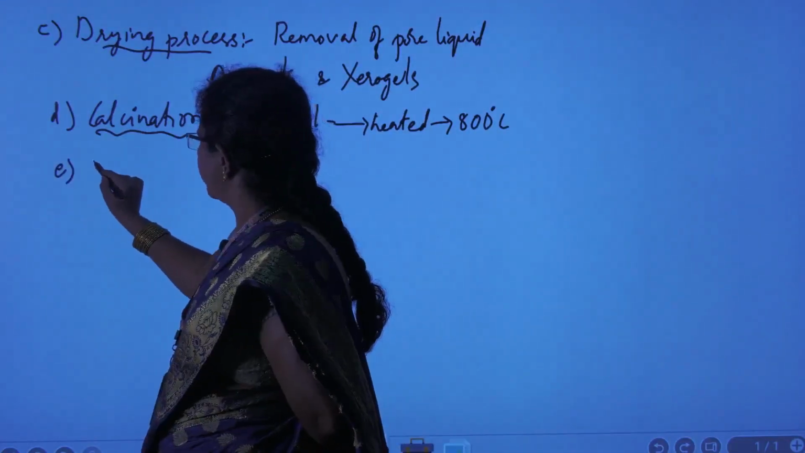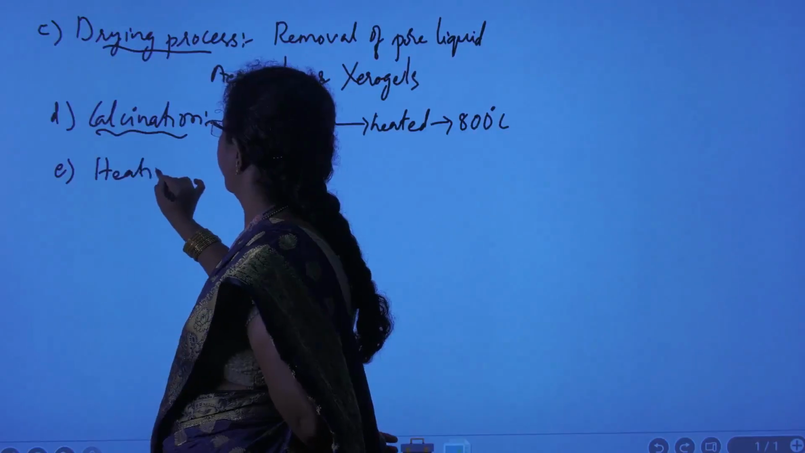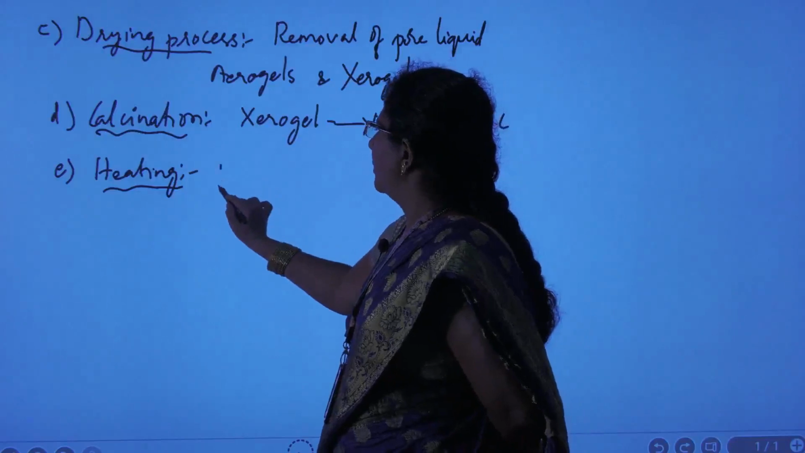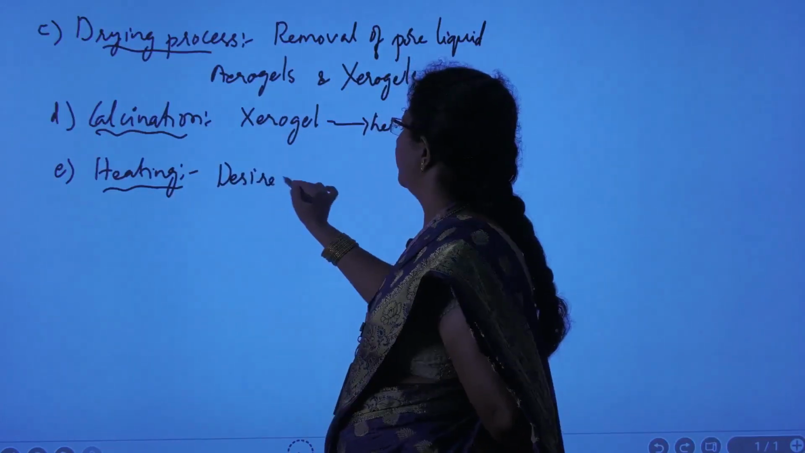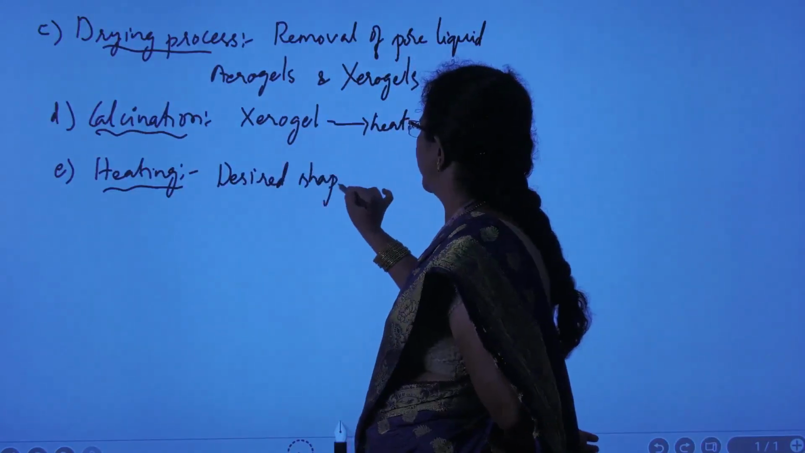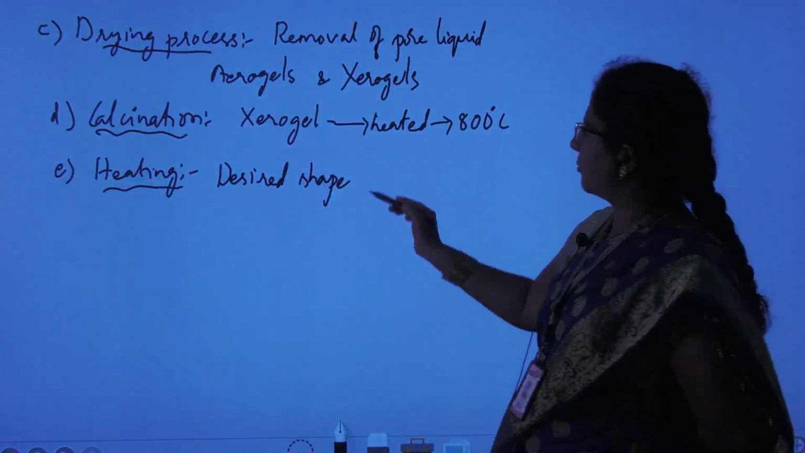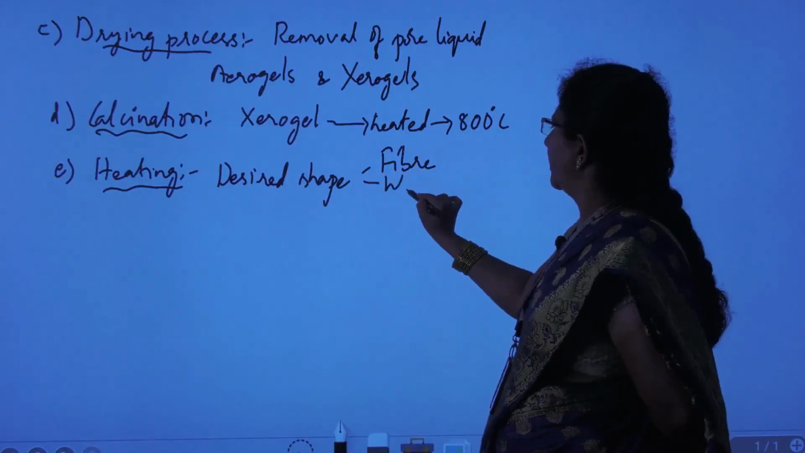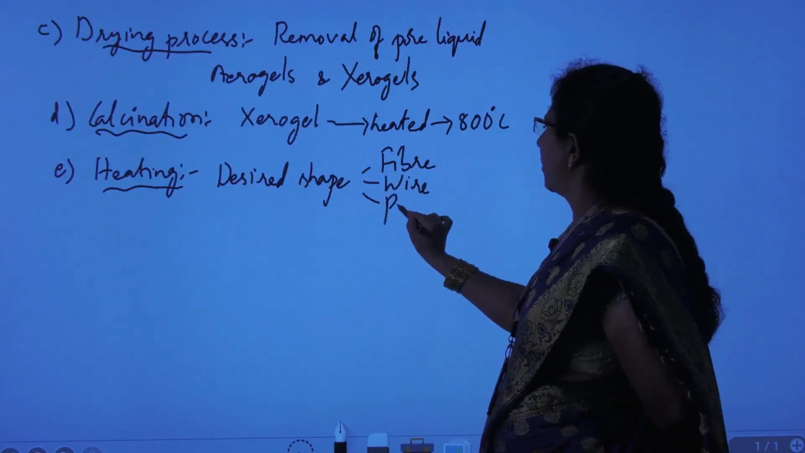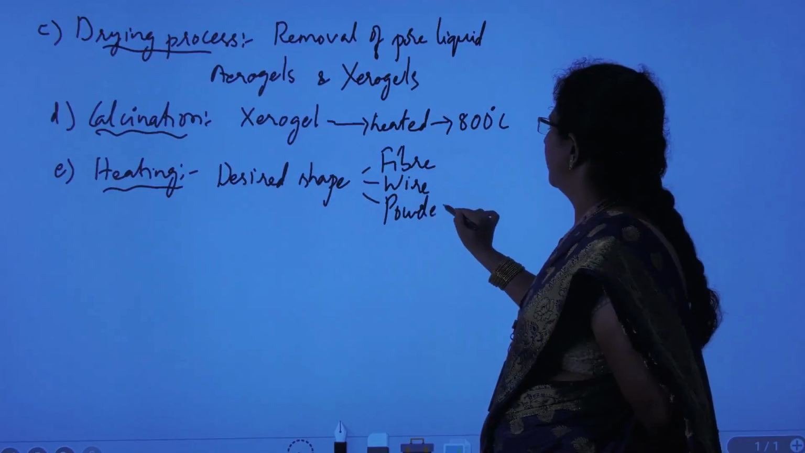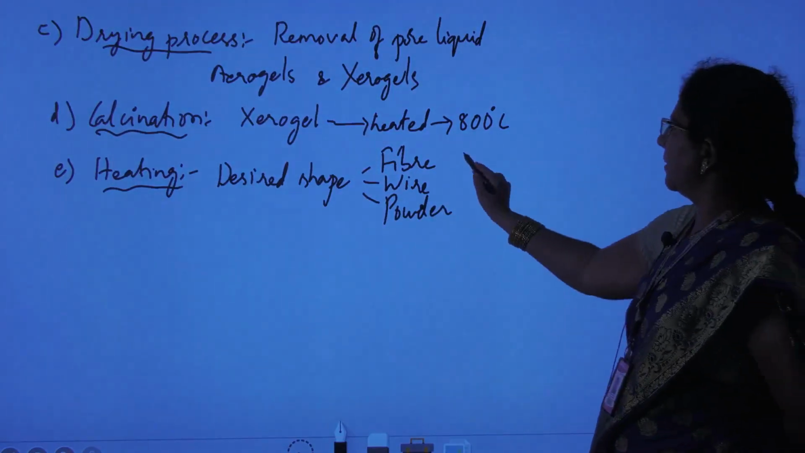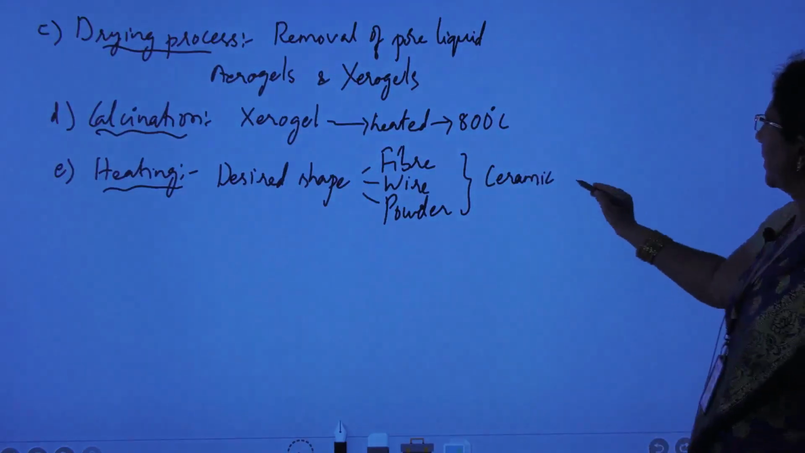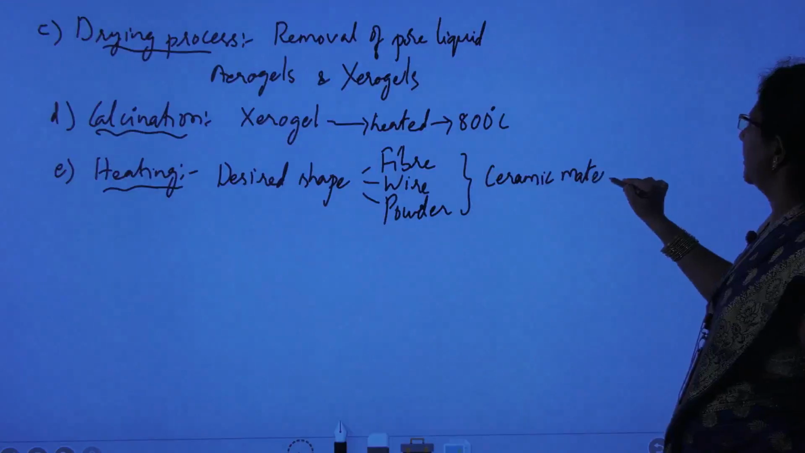Next is the heating process. This heating process is done to give a desired shape to the material. That means the material can be transformed into fiber, or wire, or powder. So these will be subsequently transformed into ceramic material.